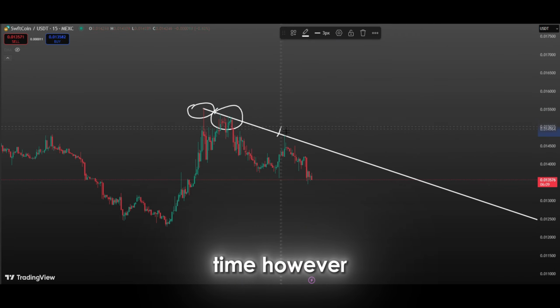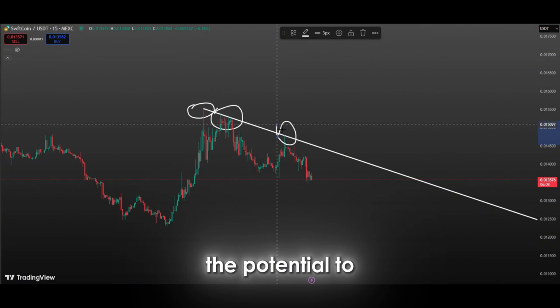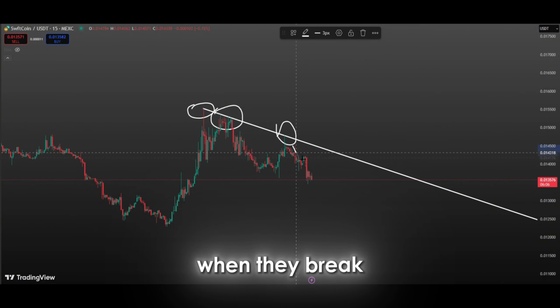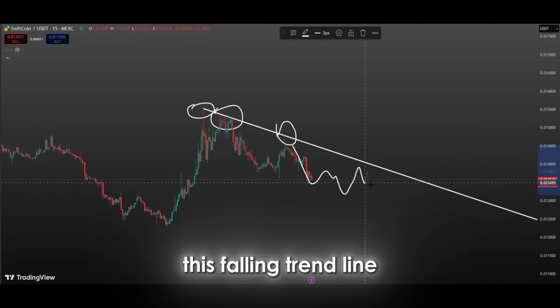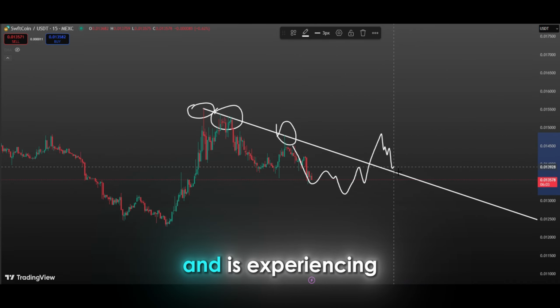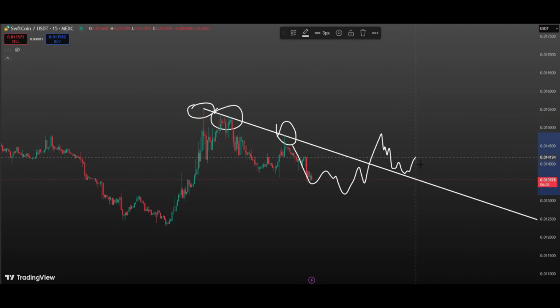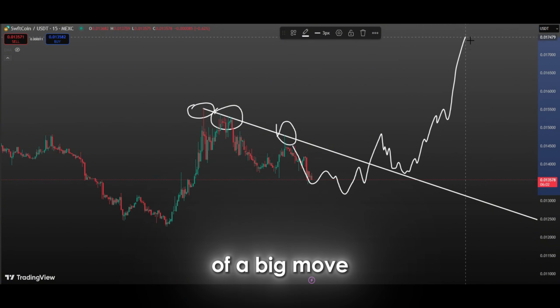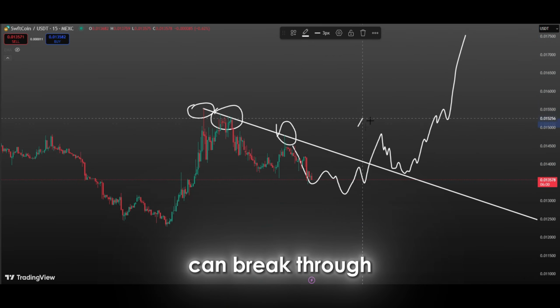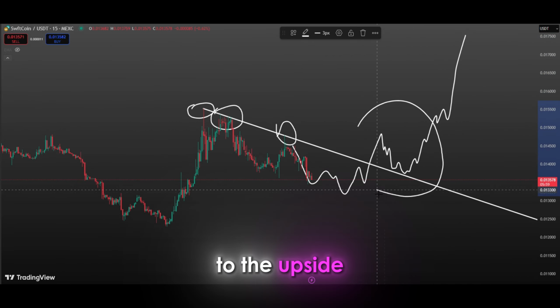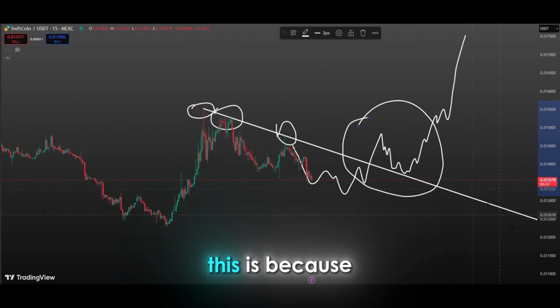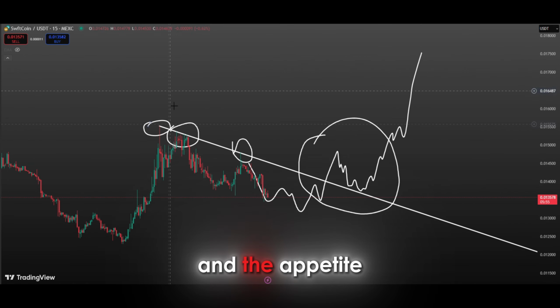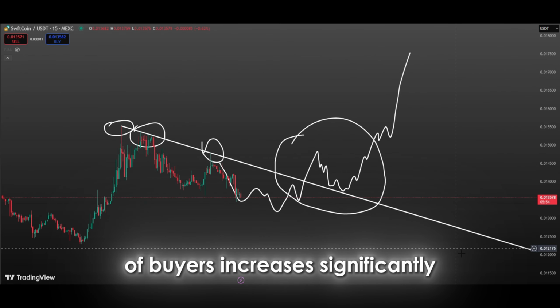At the same time, however, such structures have the potential to give the market a strong momentum when they break. As of now, the price is quite close to this falling trend line and is experiencing squeezes around this area. Such squeezes are usually a harbinger of a big move. If the price can break through the current trend line to the upside, it will create a significant shift in market psychology. This is because investors start to act more boldly when the trend breaks to the upside and the appetite of buyers increases significantly.